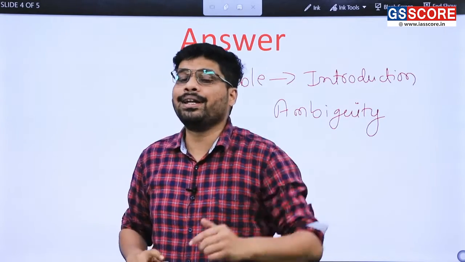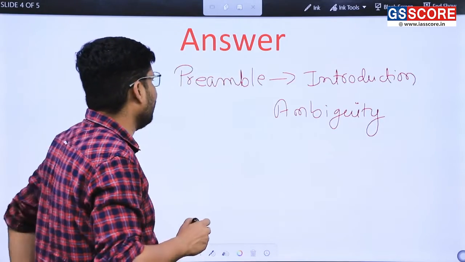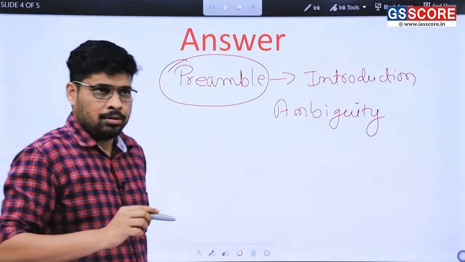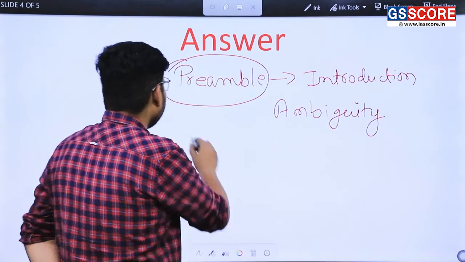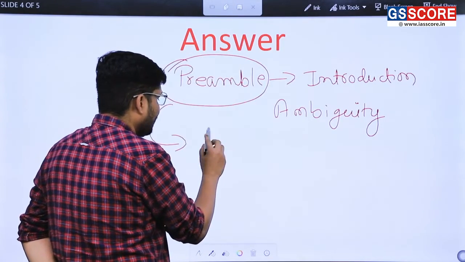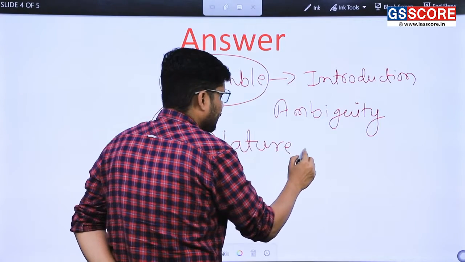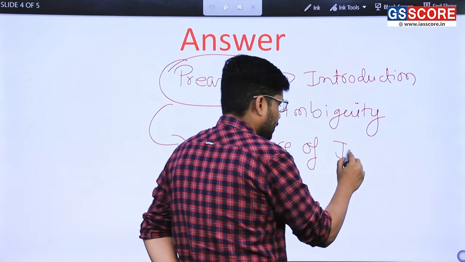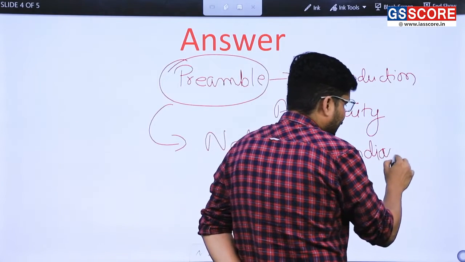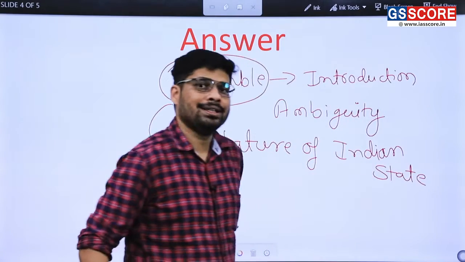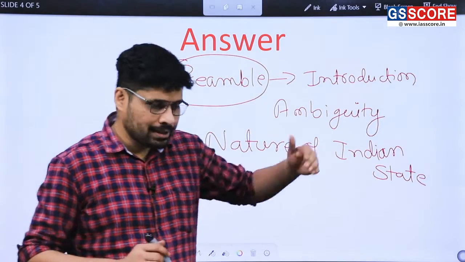So what will be my connecting sentence? My connecting sentence will be: preamble, inter alia, states the nature of, or provides for the nature of Indian state. That is how Indian state would be. How Indian state will be. All right, and then come to the main body.